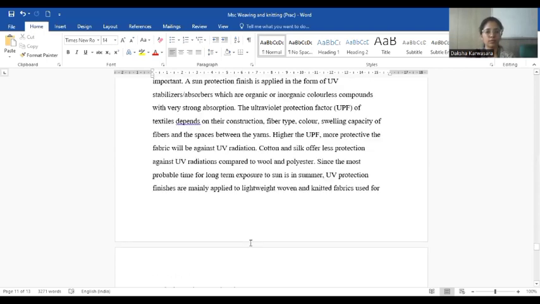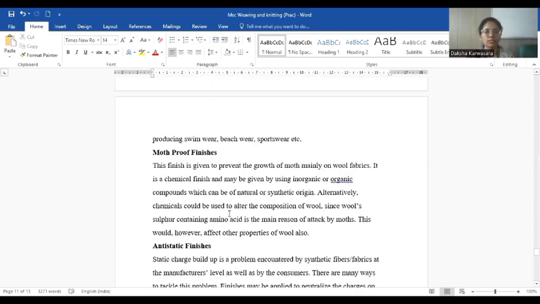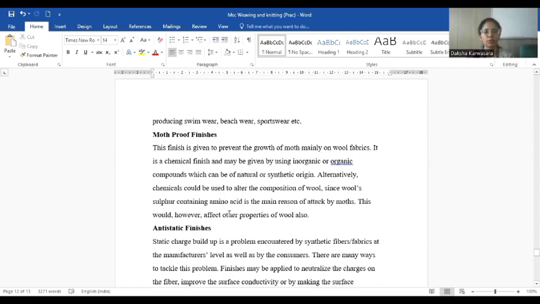And the next one is the moth-proof finishes. It is basically applied on wool fabric, as protein fibers are highly susceptible to moths. So the fabrics which are made from protein, like wool, have this moth-proof finish applied to them.